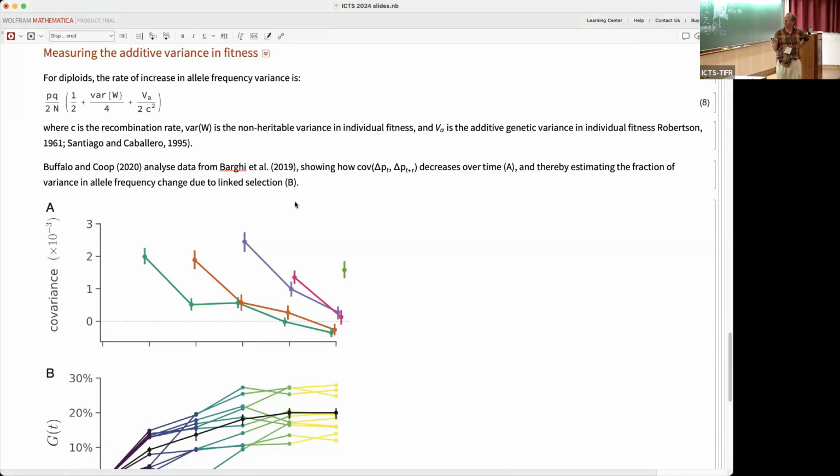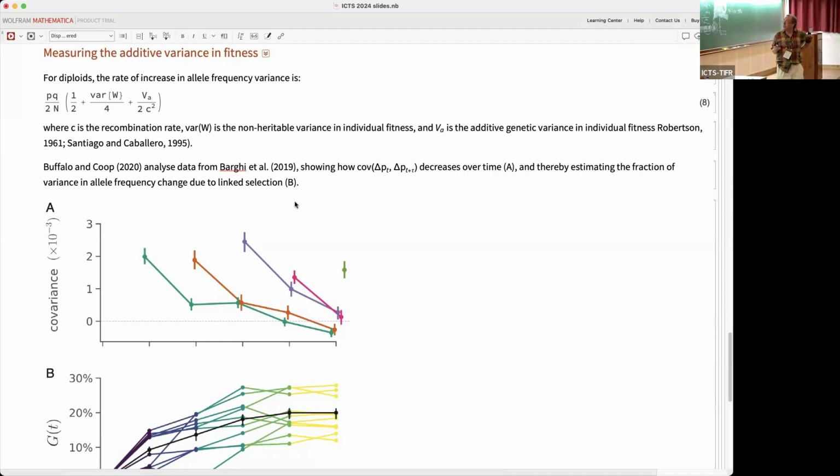Okay? I mean, I guess it's only recently become possible because only now do we have really genome-wide data from many, many markers from time series. Right? And there still aren't that many data sets. But one of the best is Nader's data set. So Buffalo and Coop reanalyzed Nader's data.